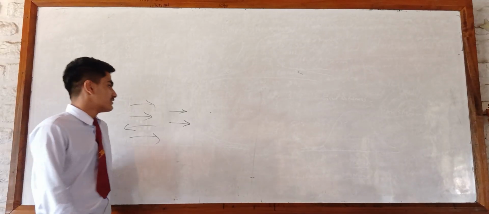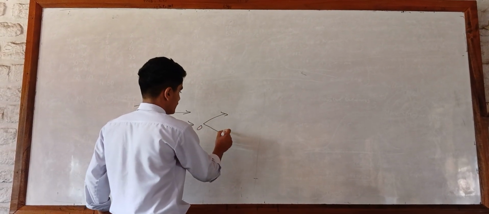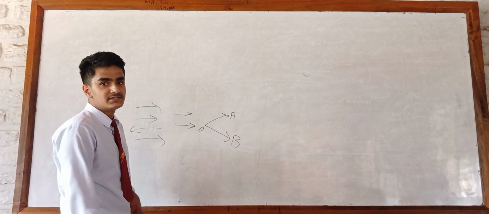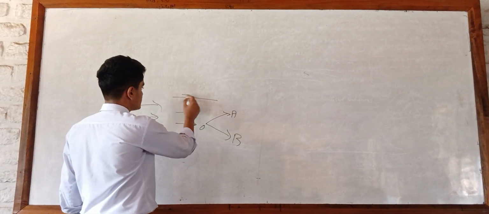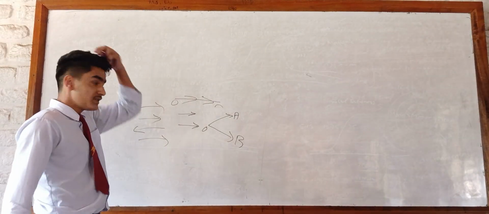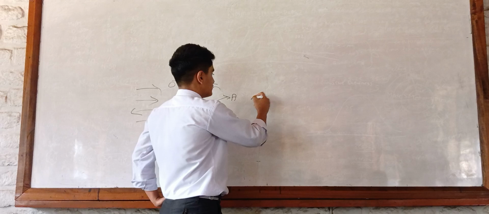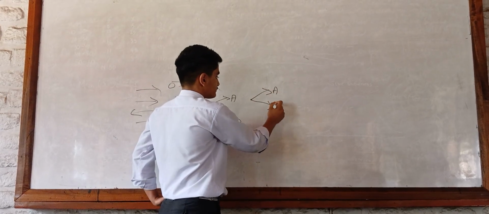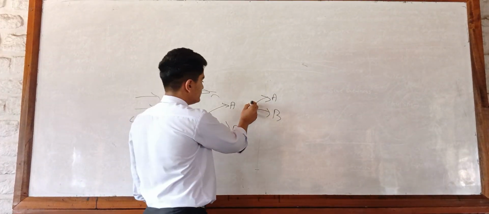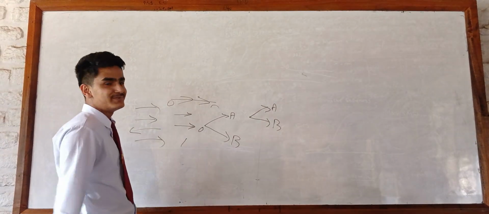And for the co-initial vector, if there are vectors OA and OB, as there is the same starting point O, so it is called a co-initial vector. If two vectors are in the same line or same parallel support, then it is called a collinear vector. For the coplanar vector, suppose this is a plane and there are two vectors A and B in the same plane. But if I add one vector C, this is not in the same plane. So to be coplanar, vectors should be in the same plane.